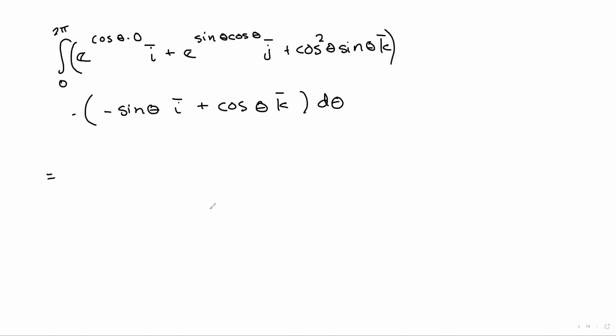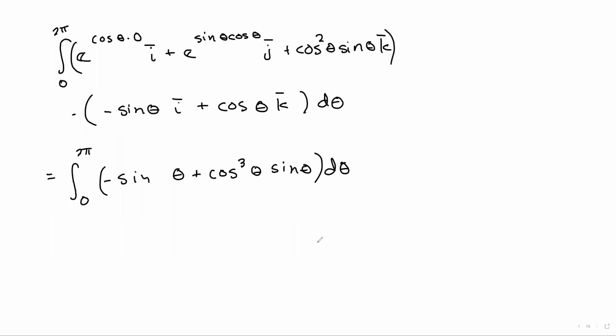Let's go ahead and do this. So e to the 0 is 1, and 1 dotted with negative sine theta gives us negative sine theta. We don't have any j components, so that's 0 multiplied by that, and that goes away. And then we've got plus cosine cubed theta sine theta, d theta.